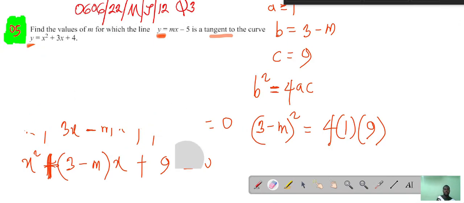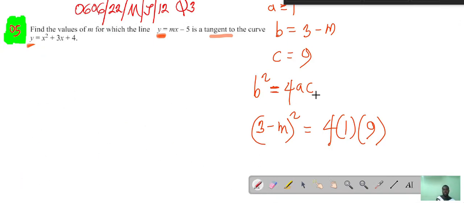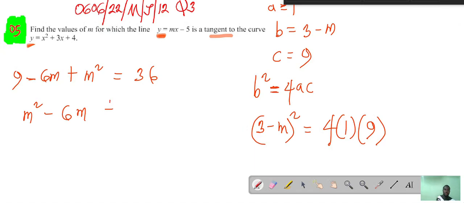So let me erase these points. So (3 minus m) all squared, that's 3 minus m times another 3 minus m. I'm going to quickly square this. 3 squared, that's 9. 2 times negative m times 3, that's negative 6m. Just a fast way of doing that for me. Negative m squared, negative squared is positive, so m squared. Equals 9 times 4 times 1, 36. So this is m squared minus 6m plus 9 minus 36 equals 0.